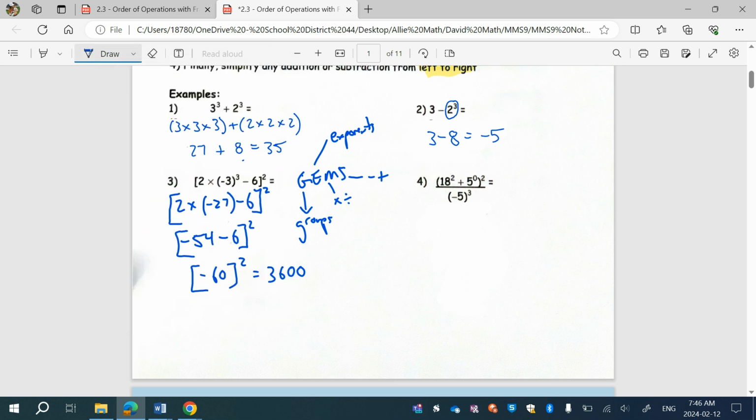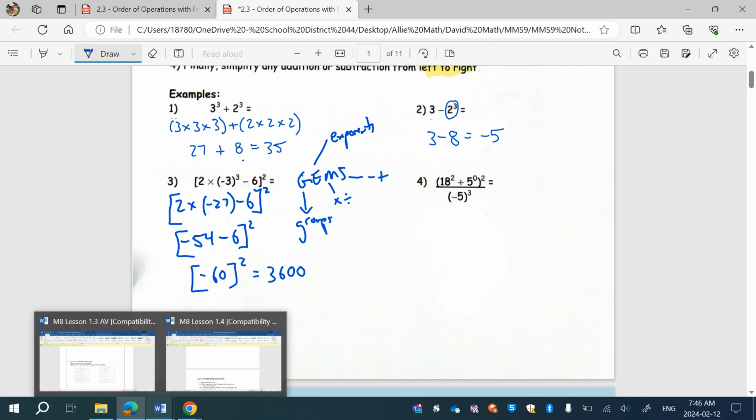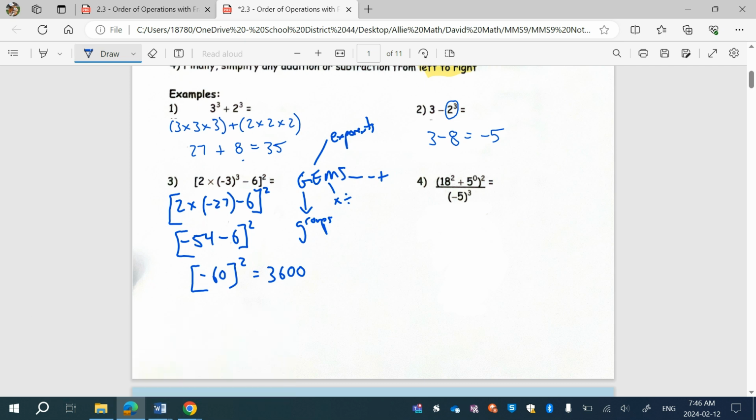So last, here we are. We've got a couple of brackets to solve. In this, we need to solve the top and then solve the bottom and then deal with the fraction last. So let's do 18 squared, 18 times 18, plus 5 to the power of 0, which we know is just 1. Remember our 0 exponent law.